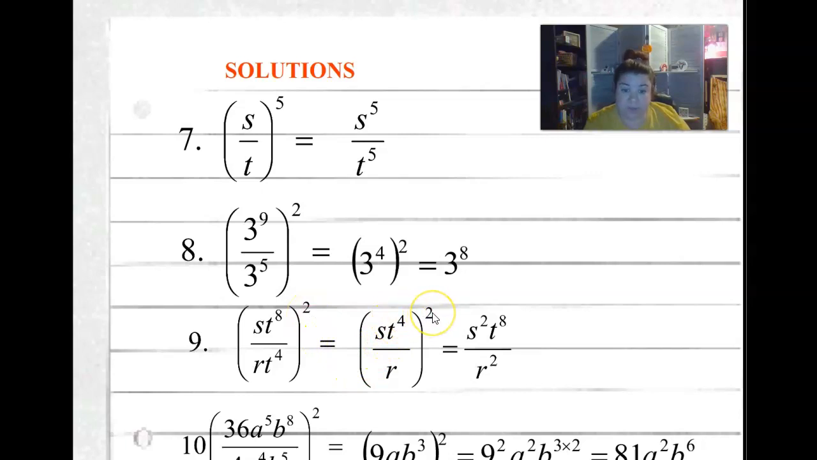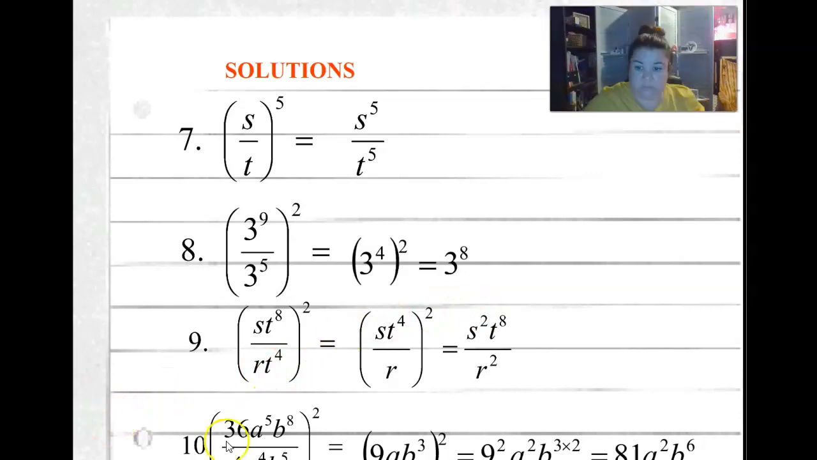So you're just going to multiply this by distributing the 2 to everybody there. So 9 I had to think about. Alright, so see, even I had to write this down. So we have st to the 8th to the second power, rt to the 4th. And we've got to distribute that 2 everywhere.